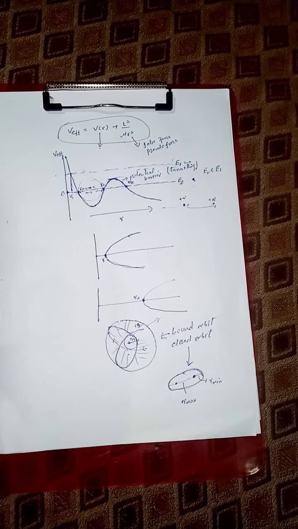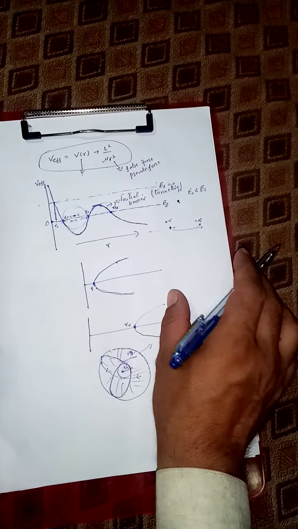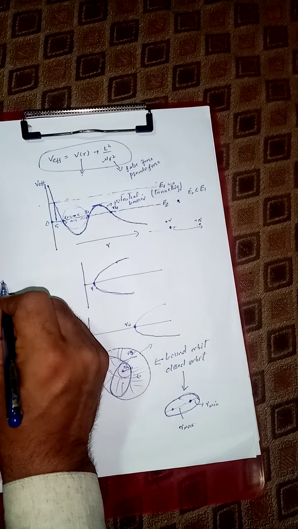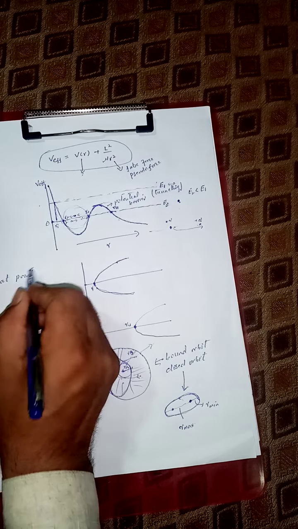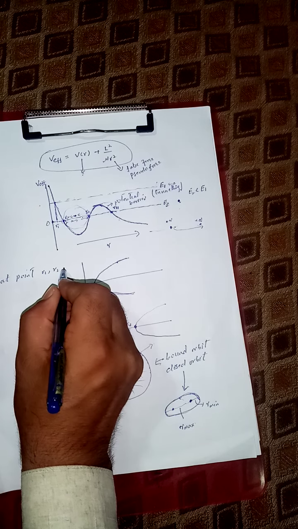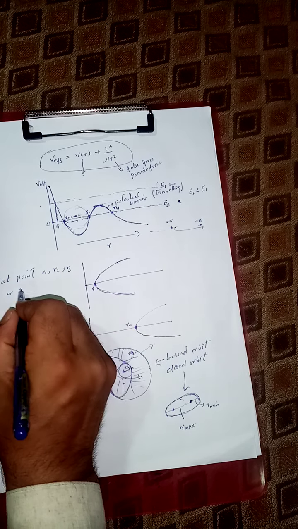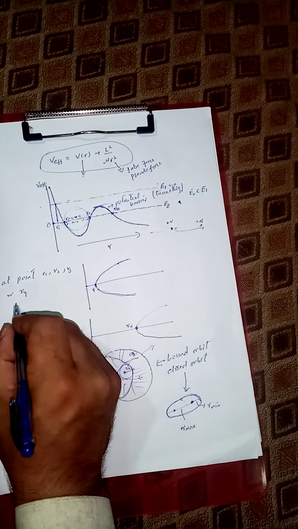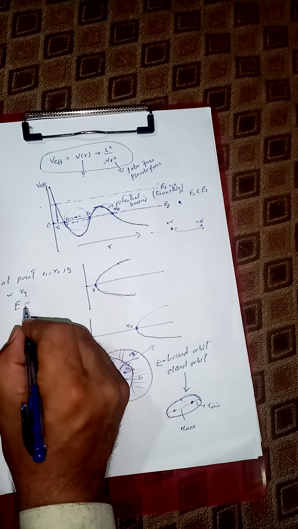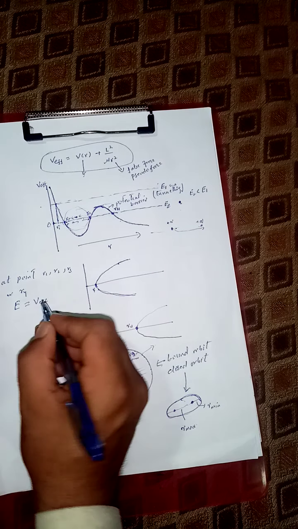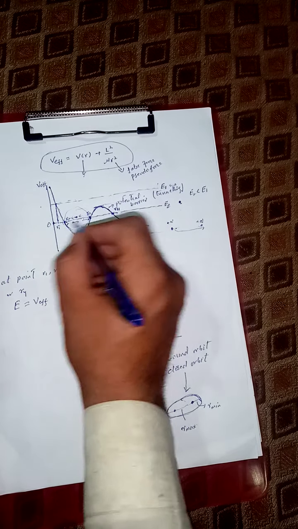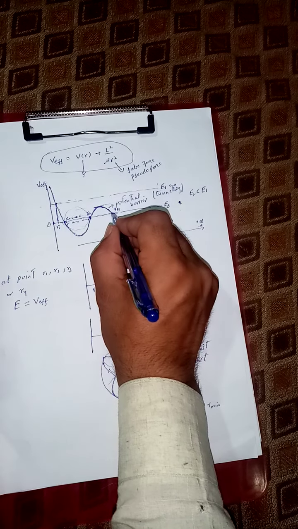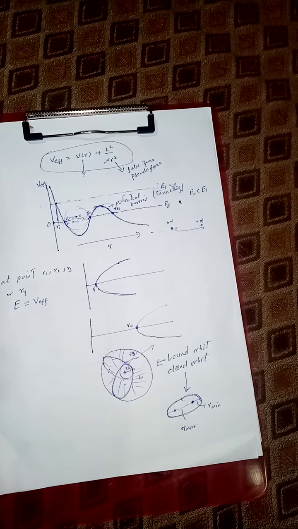Now at these points, R1, R2, R3, or R4, the energy of the particle is equal to the effective potential. Here the energy is equal to the effective potential, here it is equal to the effective potential, here it is equal, or here the energy is equal to the effective potential.